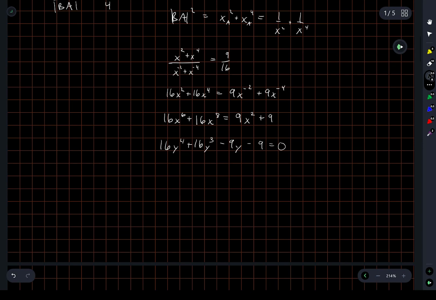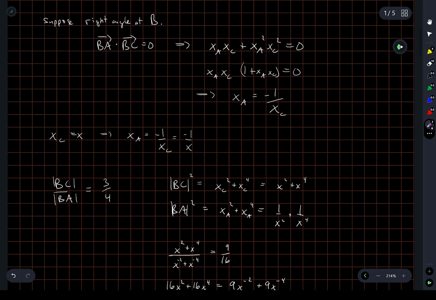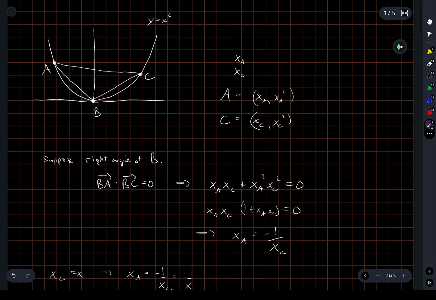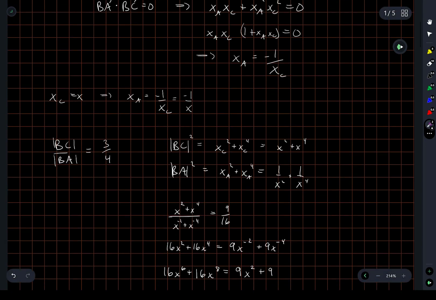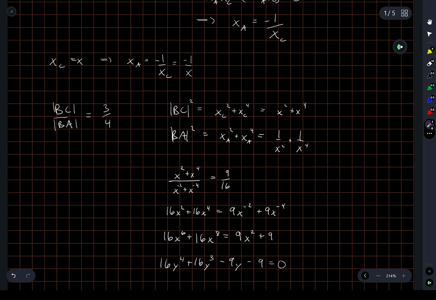So this definitely has at least one positive root for y. Okay, and that will give us one of the solutions. That'll give us the solution where BC over BA is 3 over 4.